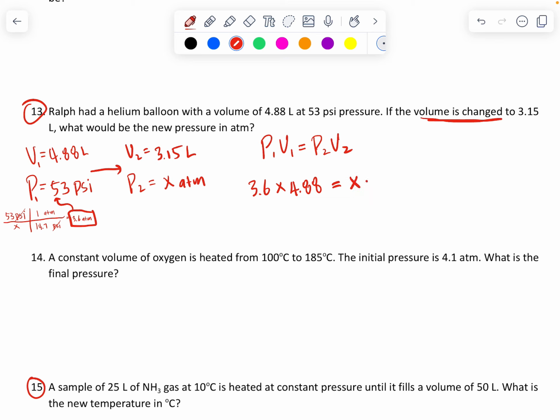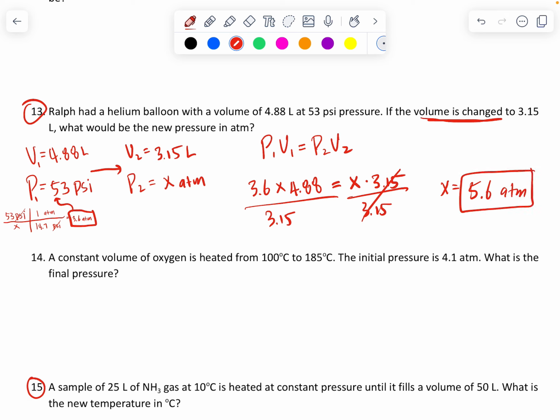X times, what is it? 3.15? Yep. Okay. So how do I isolate this x on the right side? By dividing by 3.15 on both sides, right? These go away. And x is going to be, let's work out the math here, 3.6 times 4.88 divided by 3.15. Okay, so I got approximately 5.6 ATM. Done. Okay, so let's go ahead and double check our work here, guys.